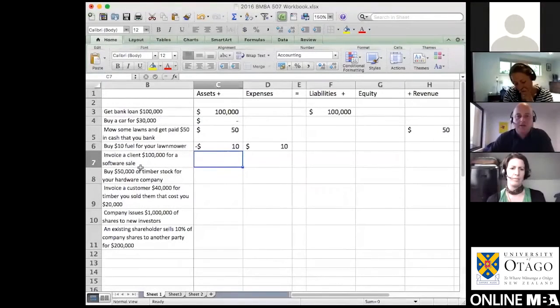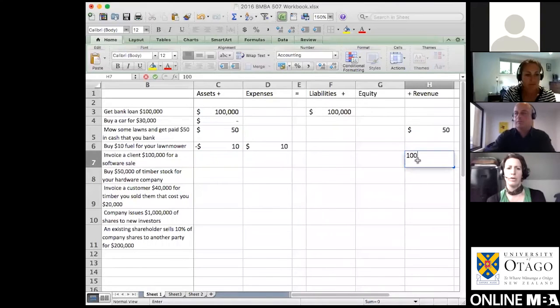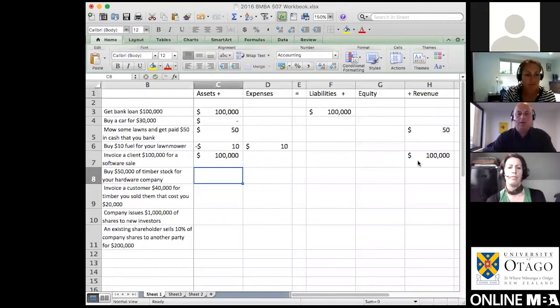Who wants to have a go at this one? Oh, Julian, yep. So invoicing a client 100K, that'll go to revenue. And then your accounts receivable or debtors in assets also increases 100. So in New Zealand, we have GST, right? So if we're talking about a GST exclusive transaction, it would be as simple as that, right?